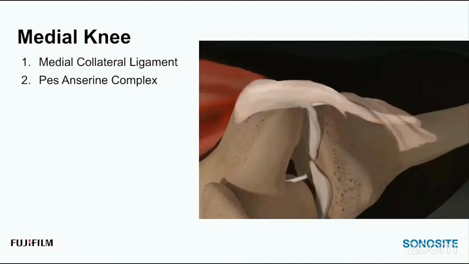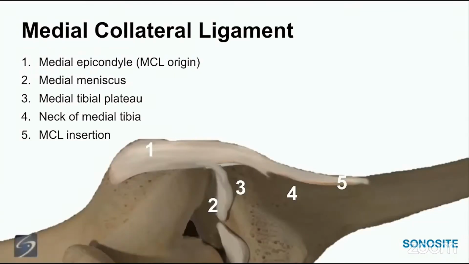Medial knee. So just a couple of structures on the medial knee. We're going to look at the medial collateral ligament first, and then we're going to see how that segues into the pes anserine complex. So let's talk about the MCL and the anatomy around the MCL. I like to start out right here at the medial epicondyle of the femur. Just like the lateral aspect, there's a big bony protuberance sticking out of the medial side of the knee.